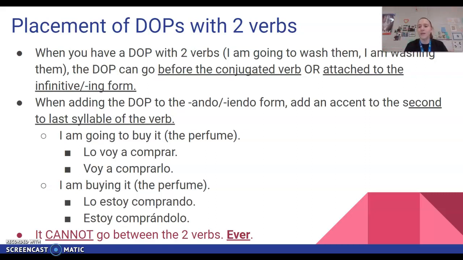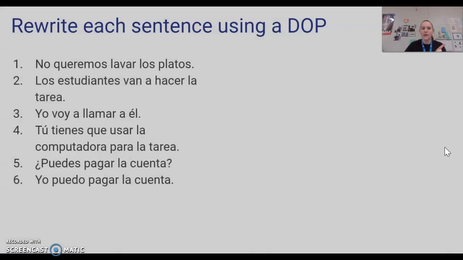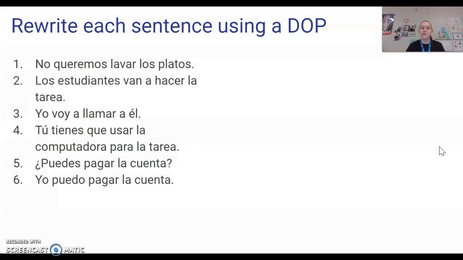Okay, my time is going to end on this video. I'm going to make a second one. So when you're done here, watch the next one. And I think I start off, yes, rewrite each sentence using a DOP and write it two ways. So write it with your DOP before the conjugated verb and attached to the second verb. And then I will start off the next video with the answers to this part. All right, adios.